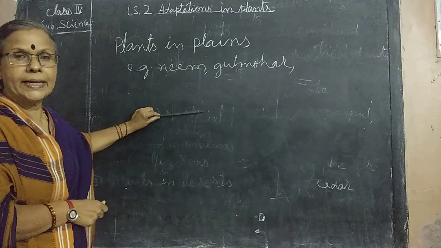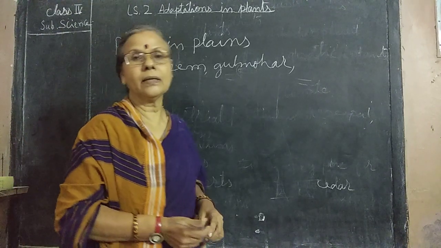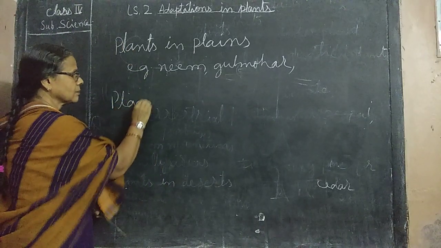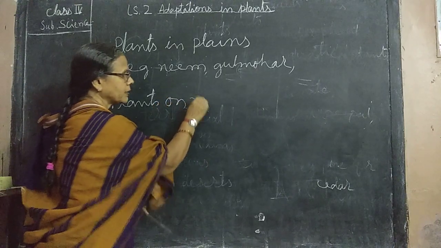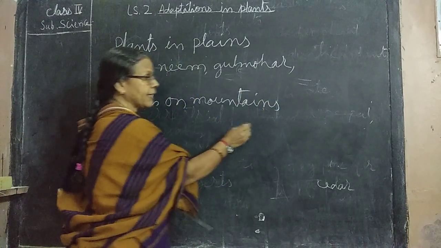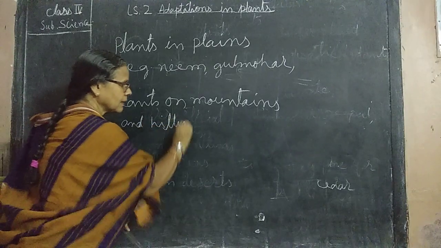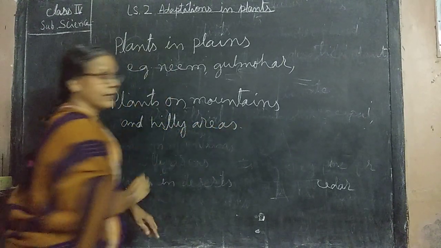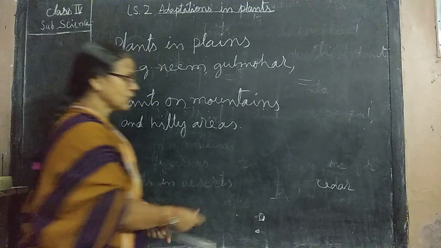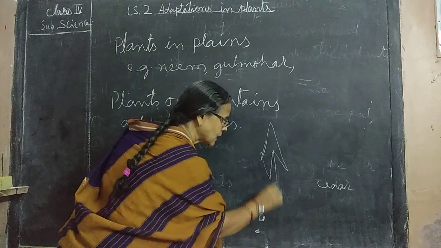Then when you go to the hilly areas like Ooty, Kashmir, Darjeeling, here the hilly areas, plants on mountains. Mountains and hilly areas. Here the plants which are growing, because it is too cold in these places, grow in a conical shape. That's why these plants are called coniferous.